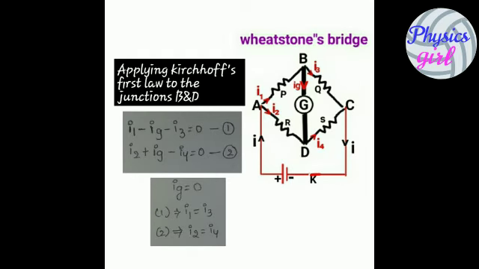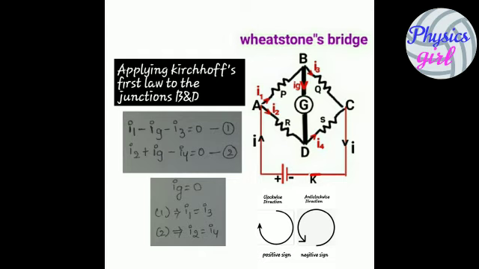Now we are applying Kirchhoff's first law to the Wheatstone bridge. Kirchhoff's first law: the algebraic sum of the currents meeting at any junction in a circuit is equal to 0. This is called Kirchhoff's first law. Applying Kirchhoff's first law to the junctions B and D: if the current is in clockwise direction, it is considered as a positive sign. If the current is in anti-clockwise direction, it is considered as a negative sign.